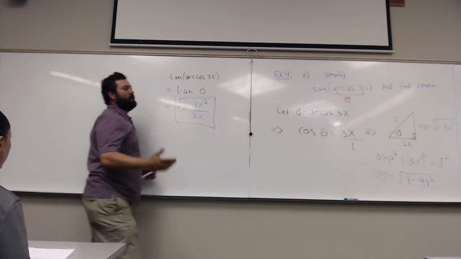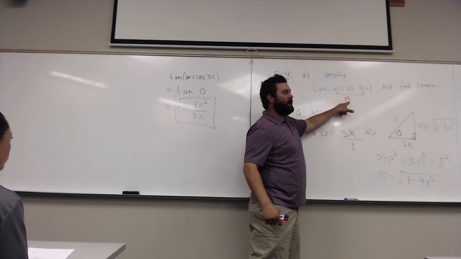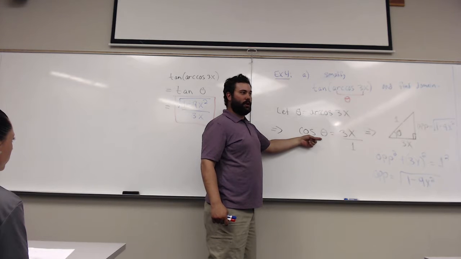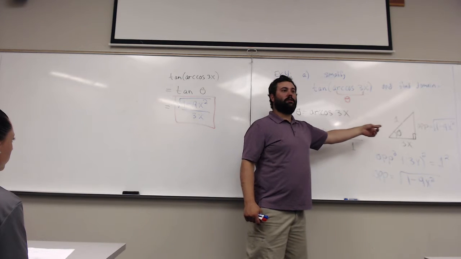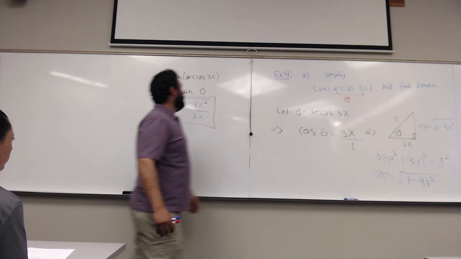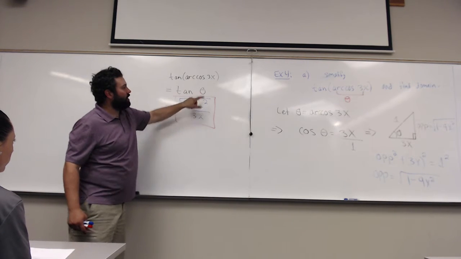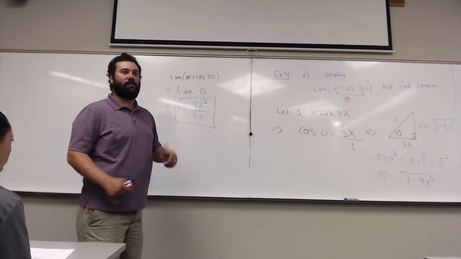It's the same process every time. Inside function's the angle. Make the substitution. Convert to the original trig function. Draw a right triangle. Find all the sides. And then, since I made the substitution, the inside part's theta, tangent of theta in that right triangle you created is opposite over adjacent.